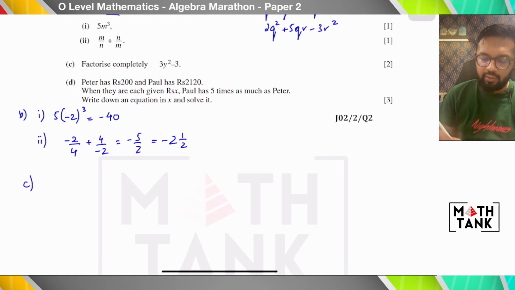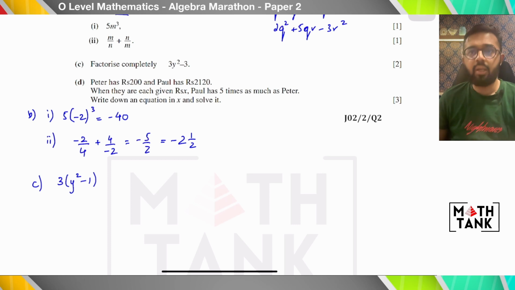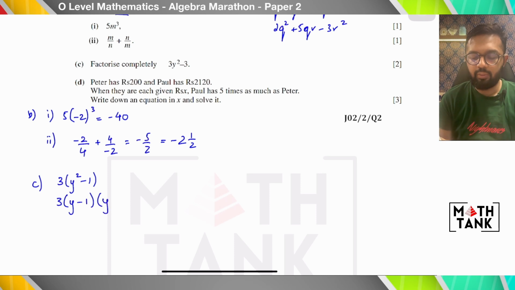But she says factorize completely. The first thing when you're factorizing is you look for a common factor. So I've looked for a common factor, and then I see two terms, both of which are squared. So I'm going to say that this is the difference of squares, which can be factorized to y minus 1 into y plus 1. When you have two terms, that is what happens.